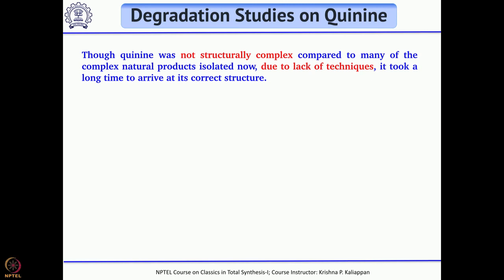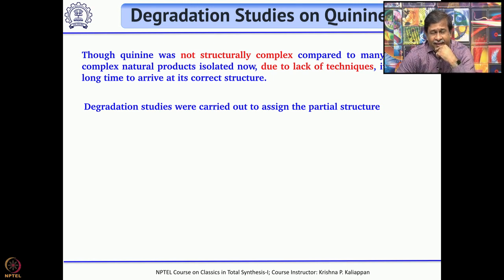However, one should also remember that when quinine was isolated, there was no NMR, no IR, no mass spectrum. So without all these techniques, one has to prove the structure of quinine, then go for the total synthesis. Obviously, it must have been a very, very tough job to assign the correct structure of quinine first. So in those days, whenever a natural product was isolated and found to show exceptional activity, they used a lot of degradation studies to assign partial structures first. Once they assigned partial structures, they tried to connect them to come up with the correct structure. And synthesis is always considered the final proof for confirming the structure of isolated natural products.